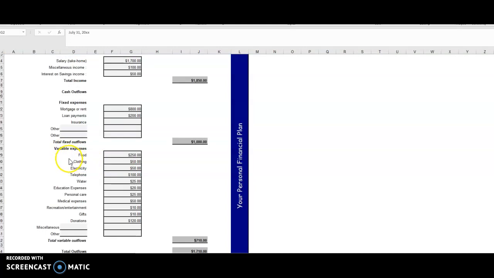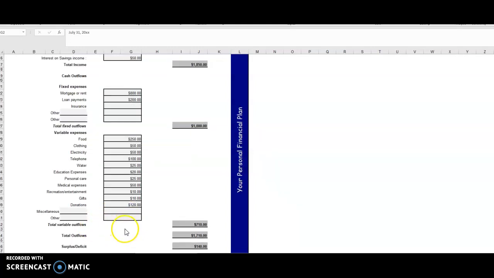If we look at variable expenses, these are items that would change from month to month, perhaps. Maybe not a great deal, but at least some. Food, we spent $250 on food. We had $50 we spent on clothes. We had $50 we spent on electricity. Here's another expense, telephone, another expense, water. We spent $20 on education, $25 on personal care. We have medical expenses, recreation or entertainment. We had some gifts that we bought, and then we had donations maybe of $120.